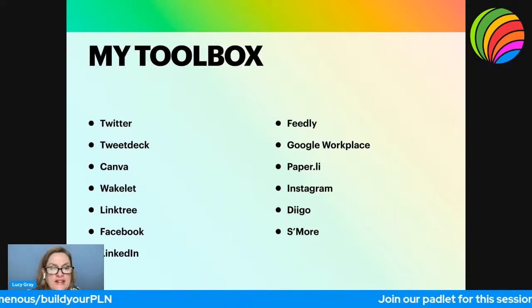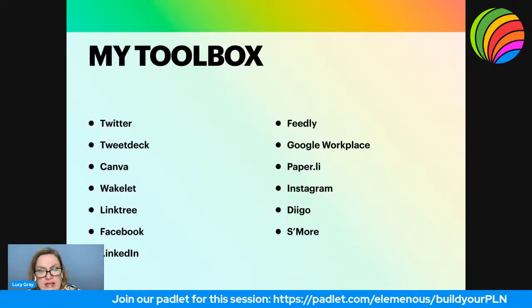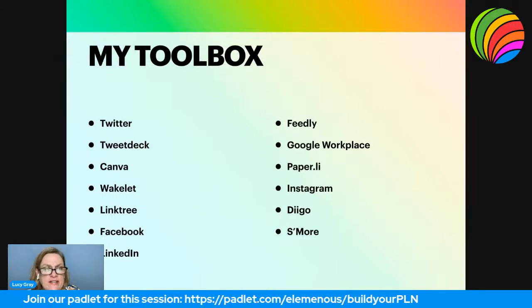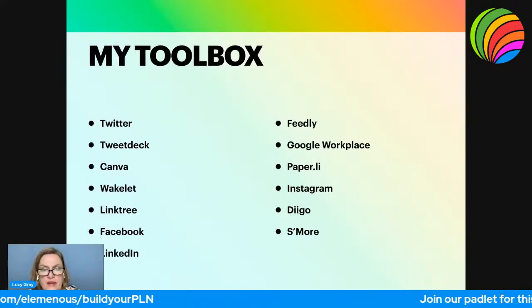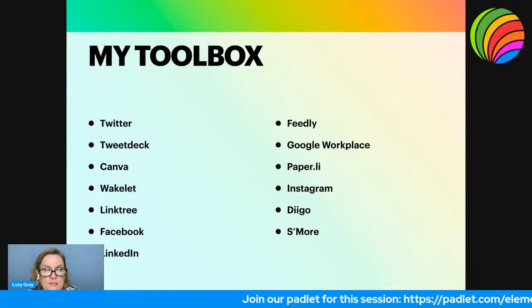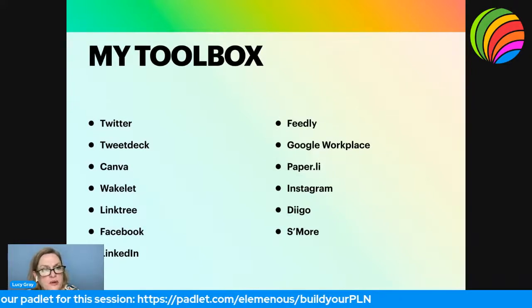So the ones on the left are the ones I'm using the most. The ones on the right I'm using somewhat, but not as regularly. Feedly is how I find content to share. It's a news aggregator. Google Tools. I put out a daily newspaper in Paperly, which is a whole other conversation. I use Instagram a little bit and Digo, and then some more for newsletters. So these are some of the tools that I use.